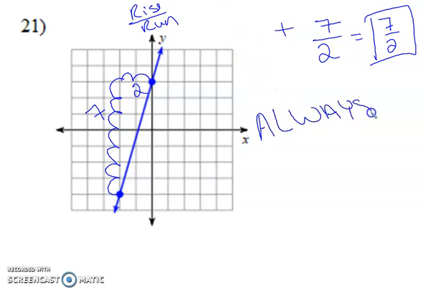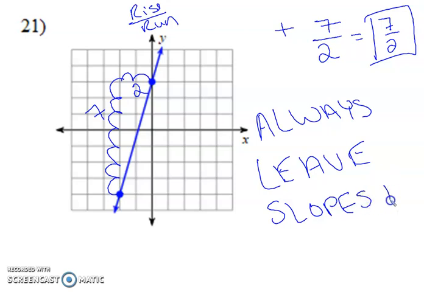Always leave slopes as, what am I going to say? Fractions. Don't turn that thing into a decimal. Leave it as a fraction.